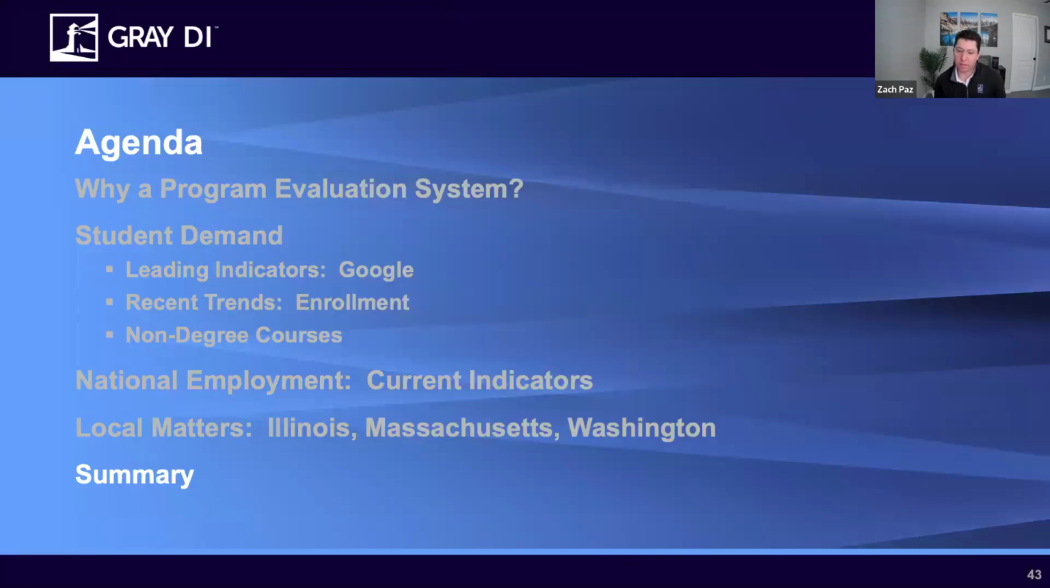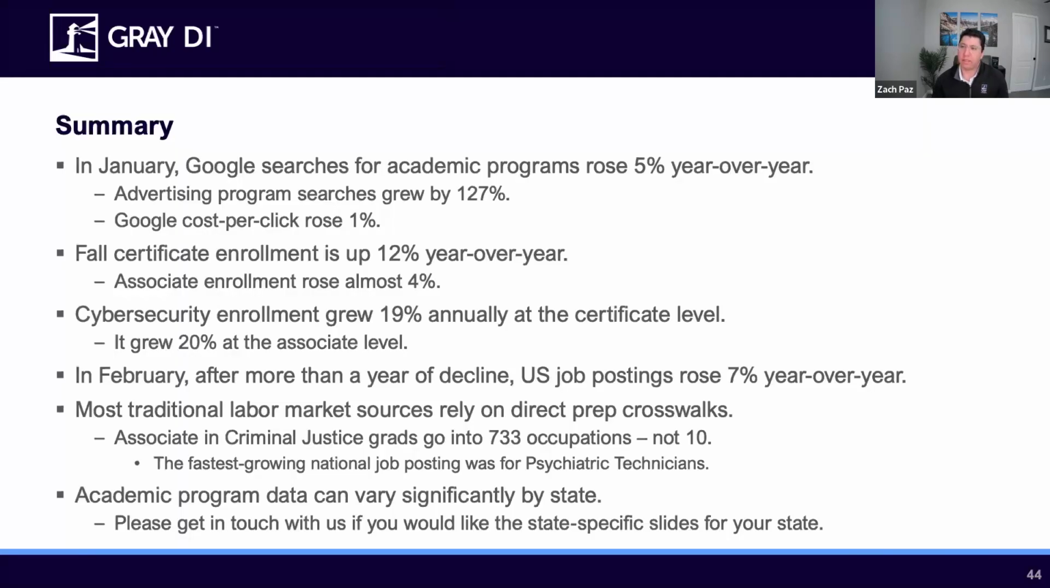So in summary, Google searches for academic programs grew 5%. Advertising programs searches grew the fastest at 127%. And Google cost per click was slightly up 1%. So it's getting a little bit more expensive to promote programs overall on Google. Fall certificates were up 12%. So I think we might have hit the bottom, hopefully, in enrollment. We should start seeing an uptick.